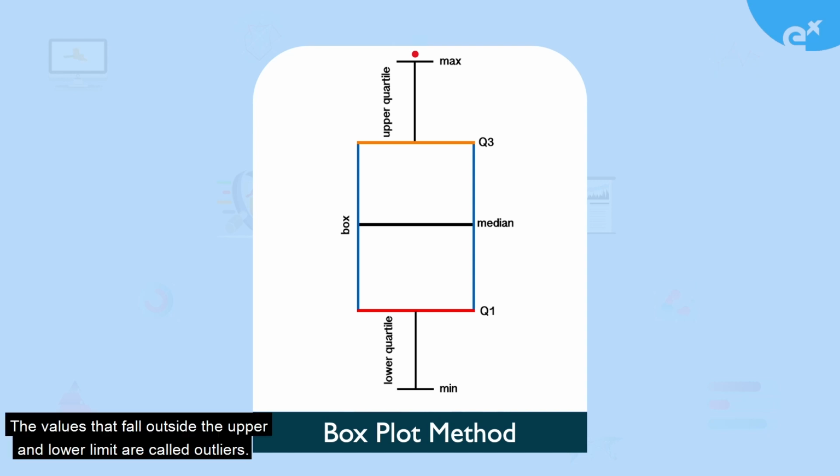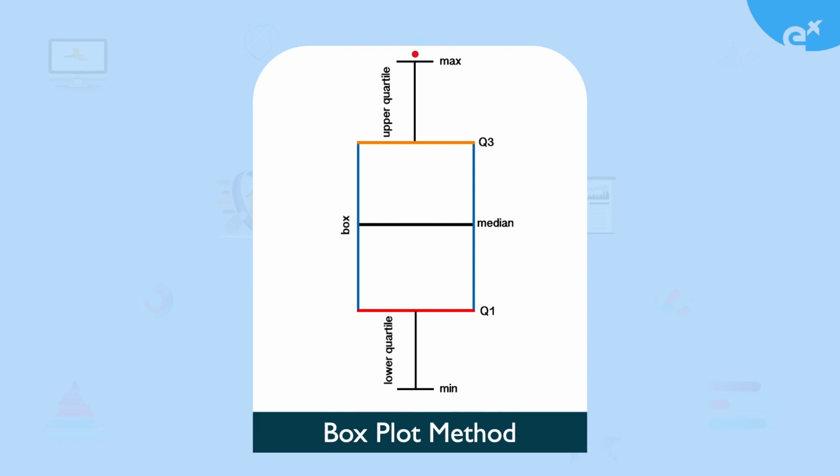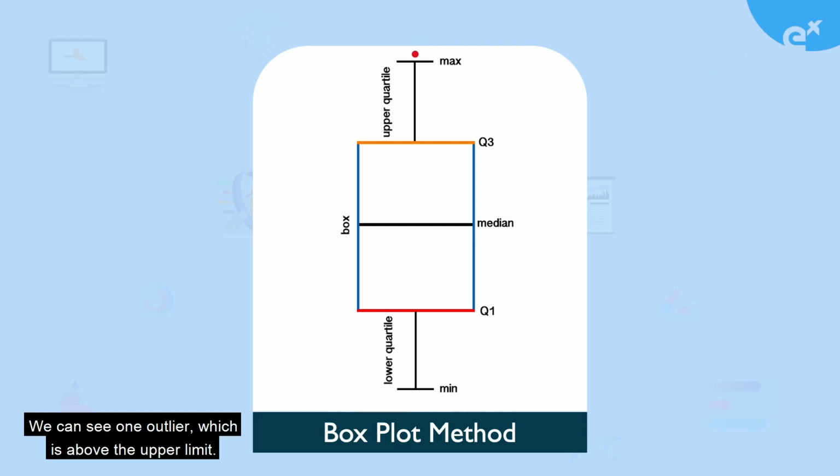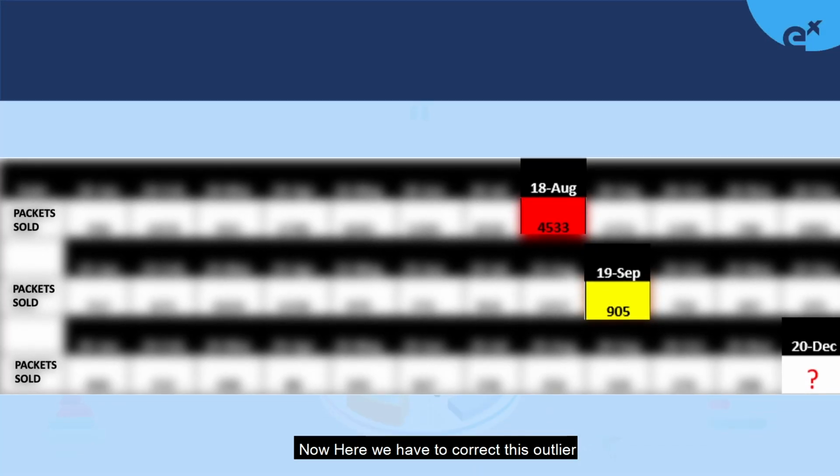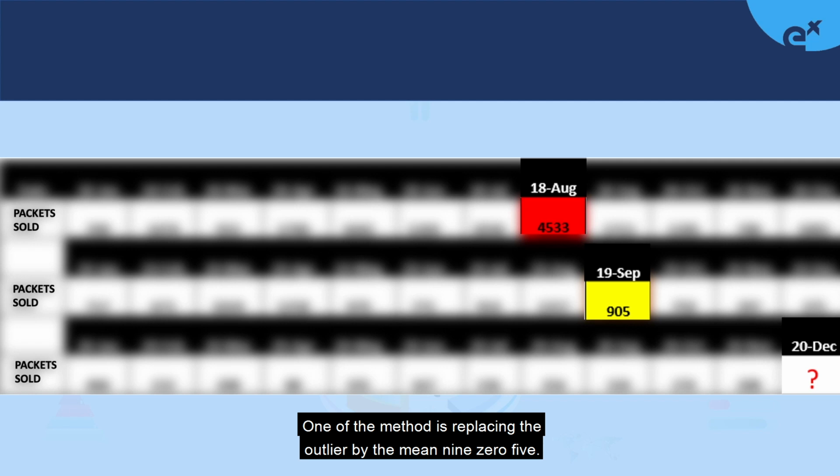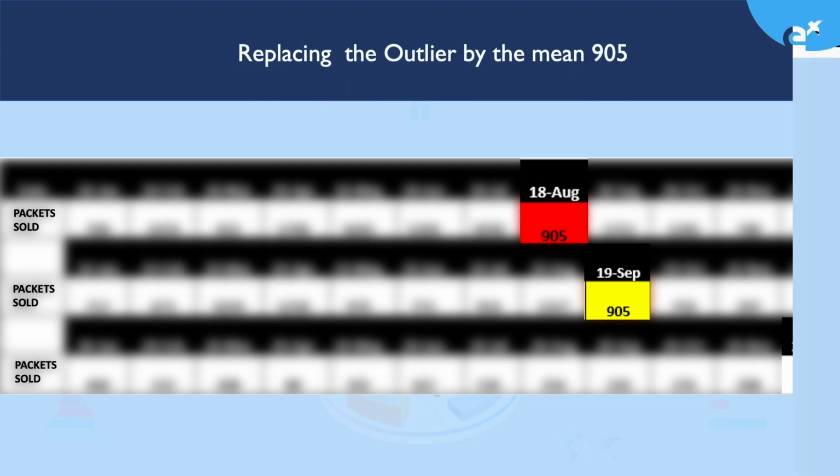The values that fall outside the upper and lower limit are called outliers. Here, we can see one outlier which is above the upper limit. The data point highlighted in red is an outlier. Now here, we have to correct this outlier by using different techniques. One of the methods is replacing the outlier by the mean 905.